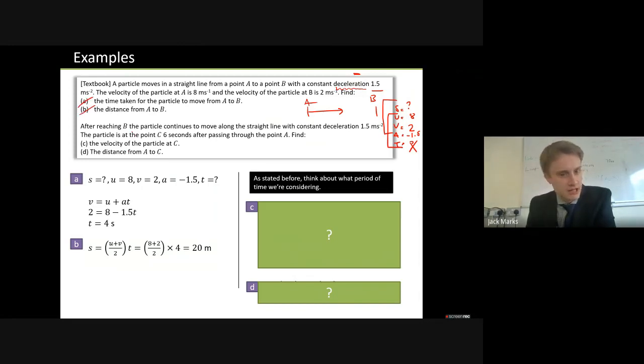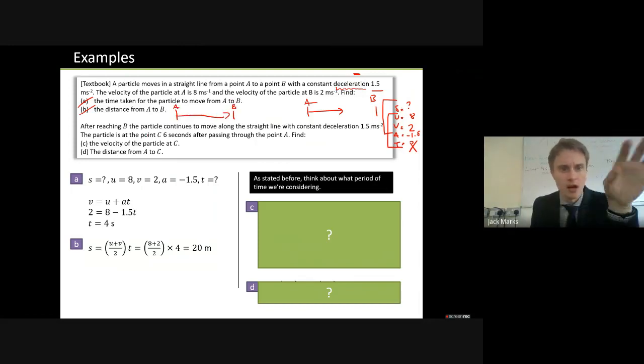After reaching B, the particle continues to move. Right, so it sounds to me now like we have a different question. Something different's going on, so I need to think about this carefully. I went from A to B. After reaching B, the particle continues to move along the straight line. So it's traveling at 2 meters per second here, and it's still going to carry on a little bit.